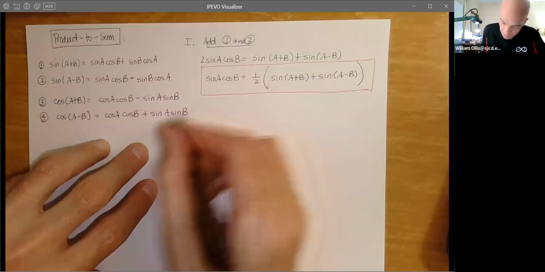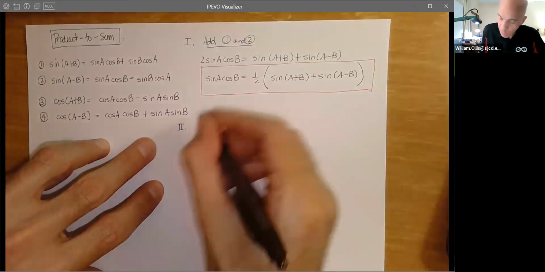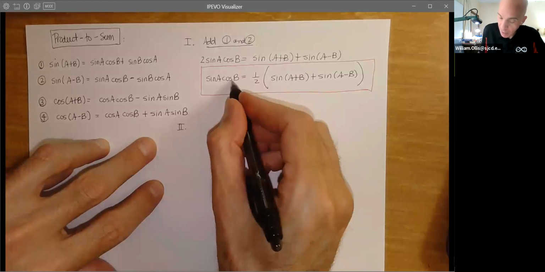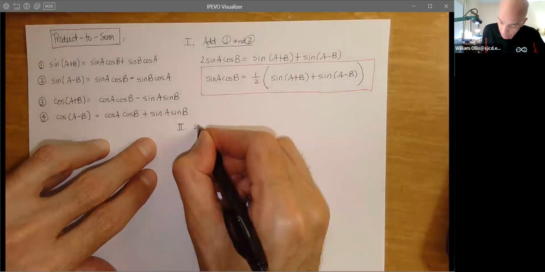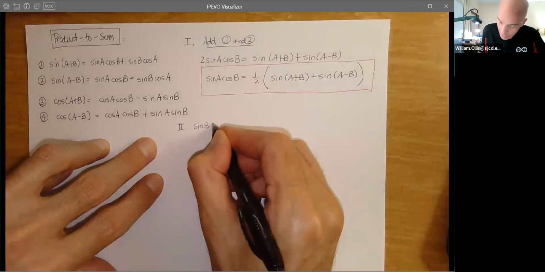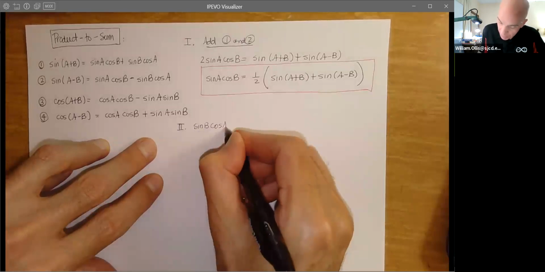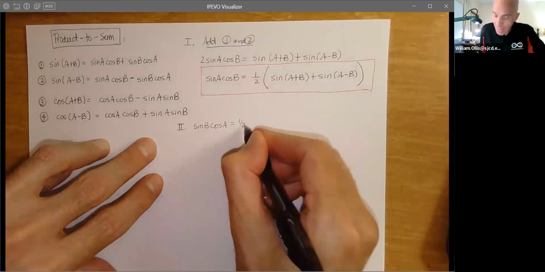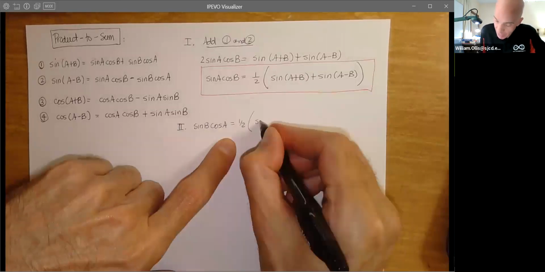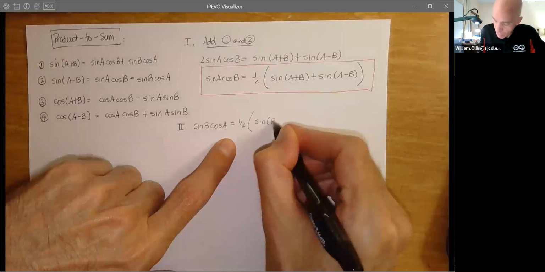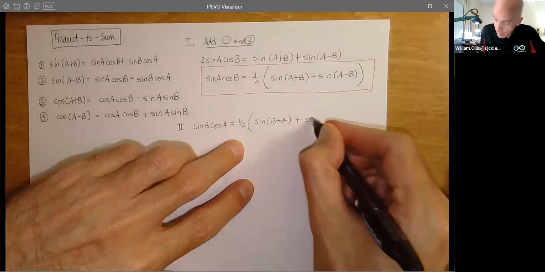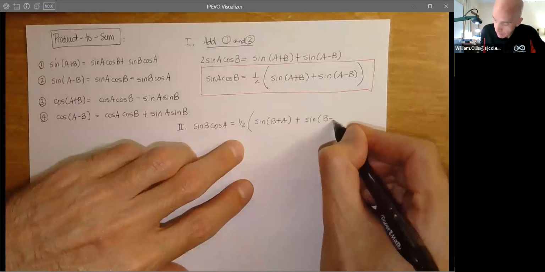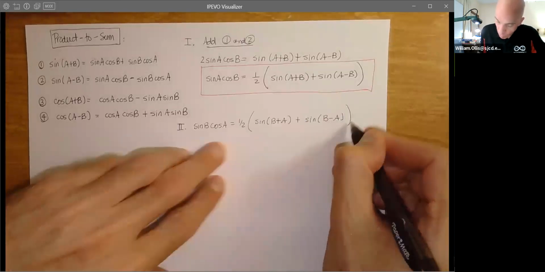So 2, let's do the cosine A sine B. So we'll do sine B cosine A, and then we'll flip the final product. So the A and the B interchange. So we just have sine of B plus A, which is A plus B. That's not going to be any different. And then we have sine of B minus A. Okay, well, what is that?